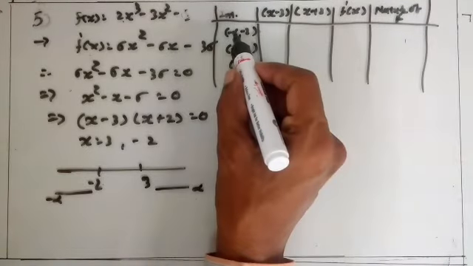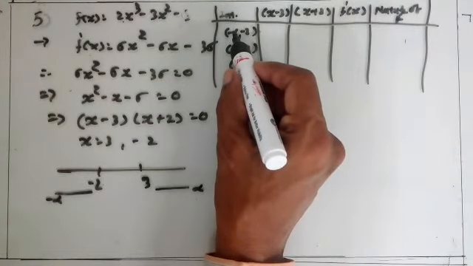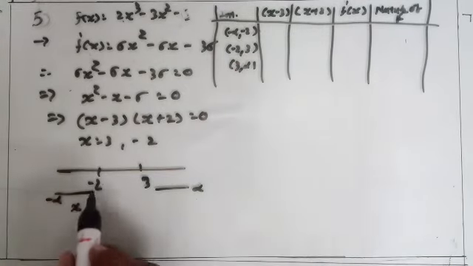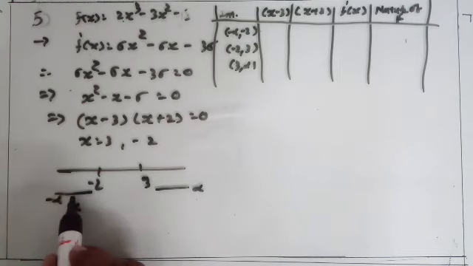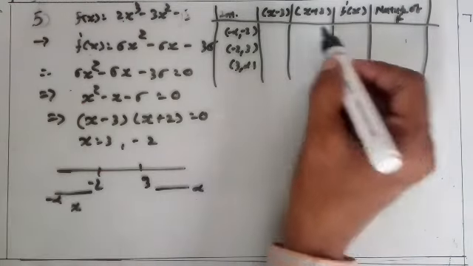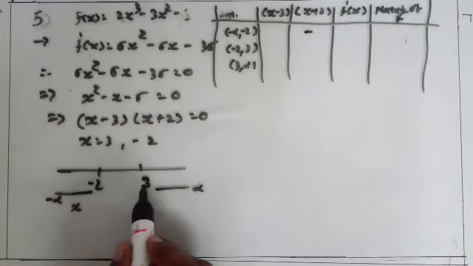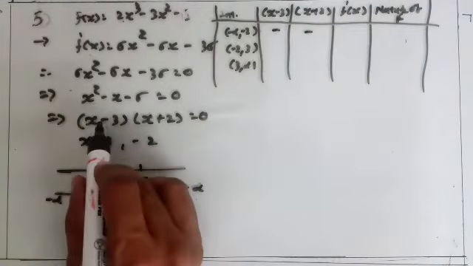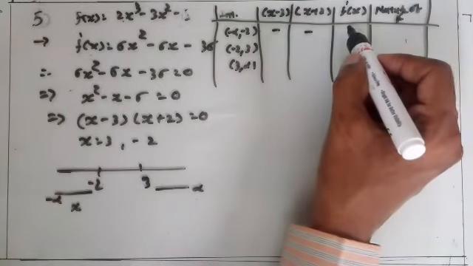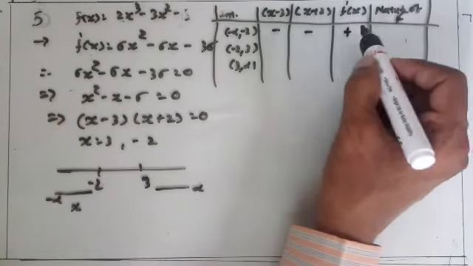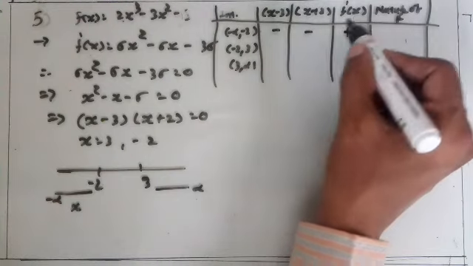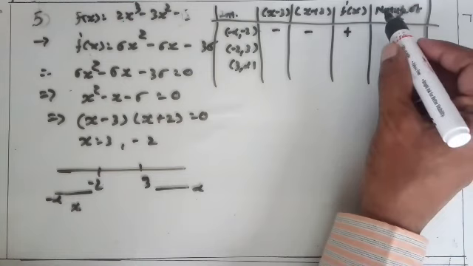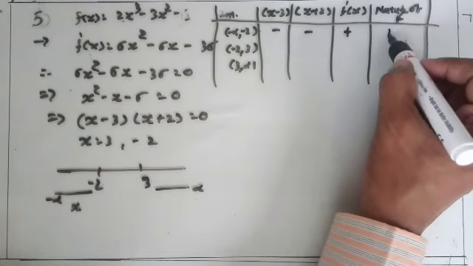Now look here. In minus infinity to −2, if x lies here, then x + 2 is less than 0, that is, this is negative. x − 3 also becomes negative, and the product of these two, minus times minus, becomes plus. So f'(x) becomes positive. That means the first derivative is positive, so the function becomes an increasing function.